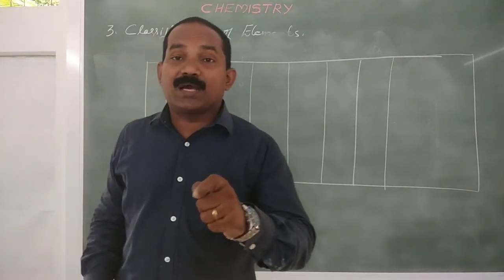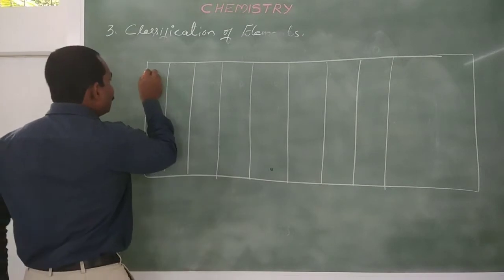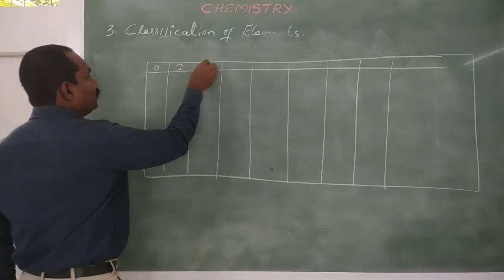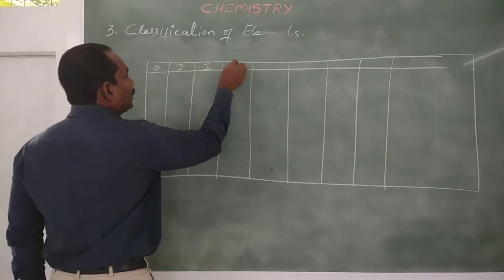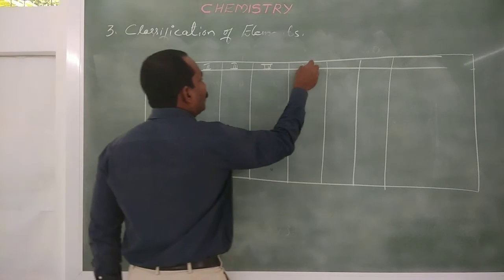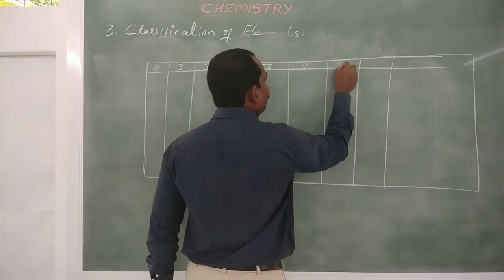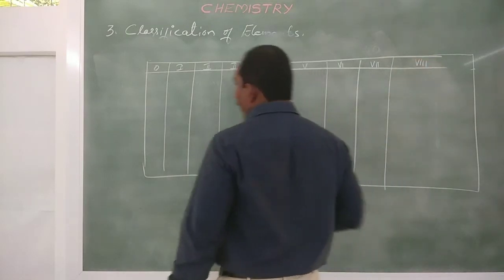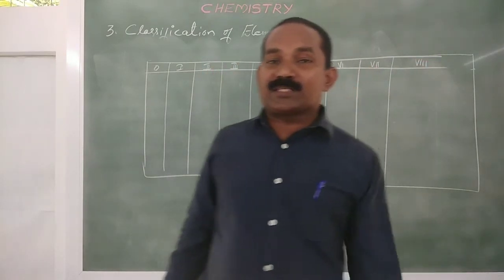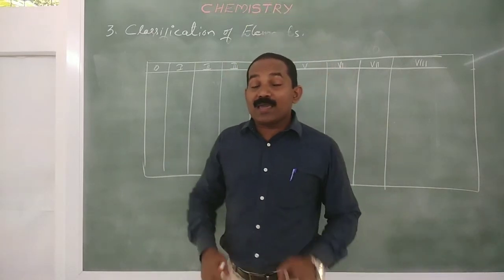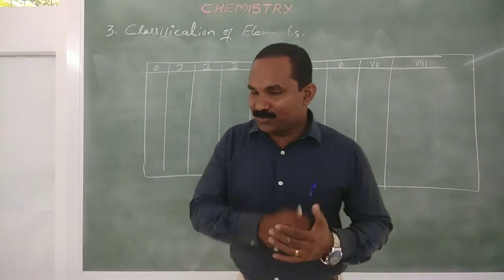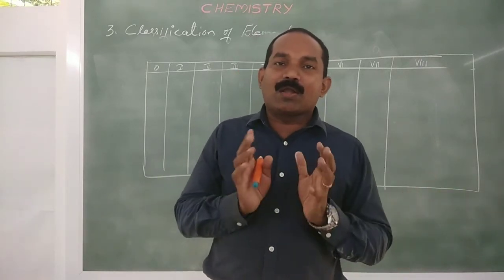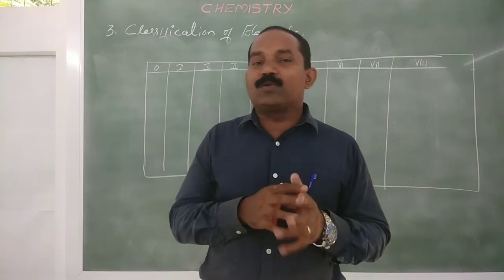And these columns are referred to as groups. Zero group, first group, second group, third group, fourth group, fifth group, sixth group, seventh group, and eighth group. Actually, in his periodic table, there were 8 groups. In his earlier suggestion, he gave only the 8 groups.